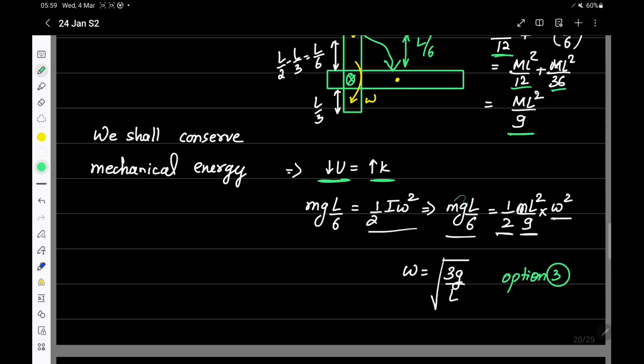You can now cancel out the m on both sides, and cancel out one of the L on both sides. Now obviously here you have 18 in the denominator, 6 3s are 18. So the value of omega, or angular velocity just before it hits the tabletop, comes out to be root 3g by L, which matches with the option.